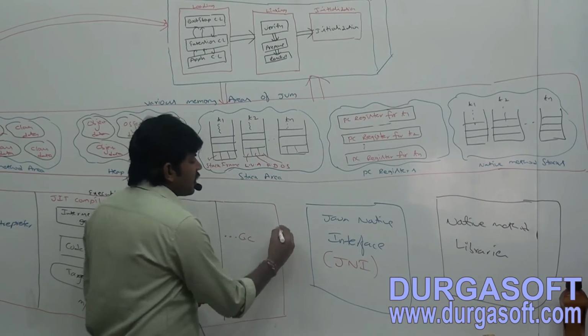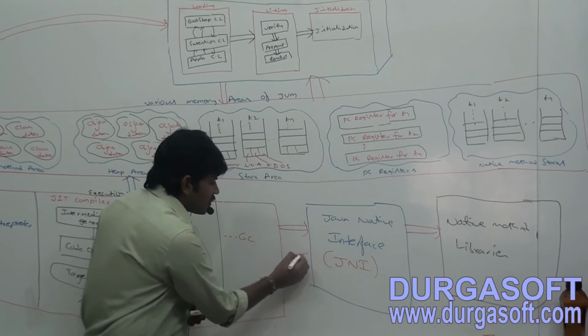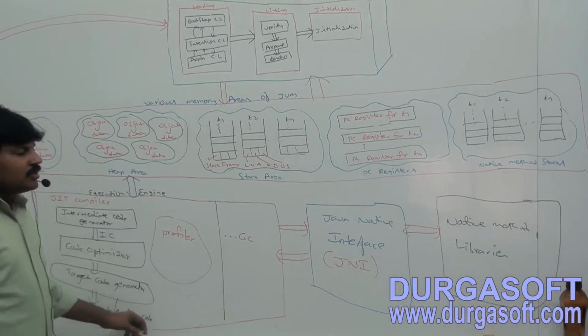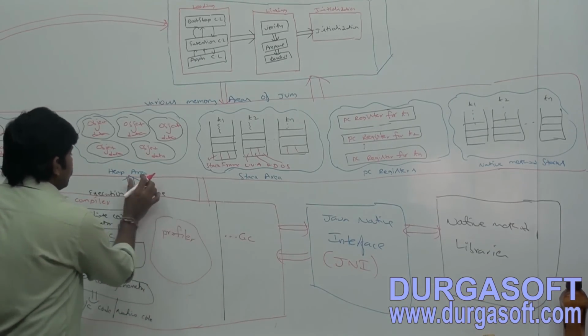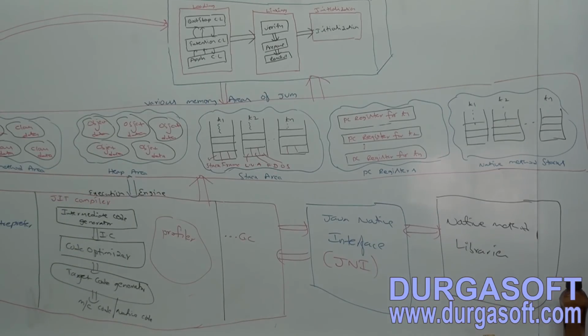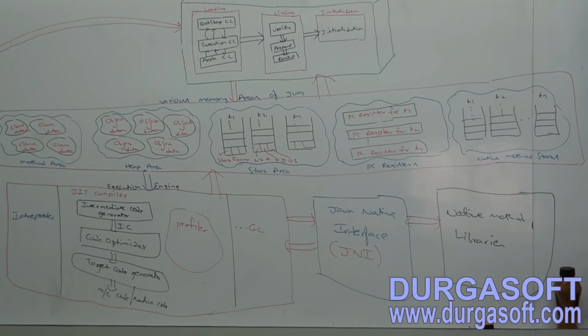Now this one can communicate with that one, and this one is going to provide the required information, right? Are you able to understand? So this execution engine is responsible to communicate with all of these. This is a simple diagram, the basic idea of JVM architecture, right?